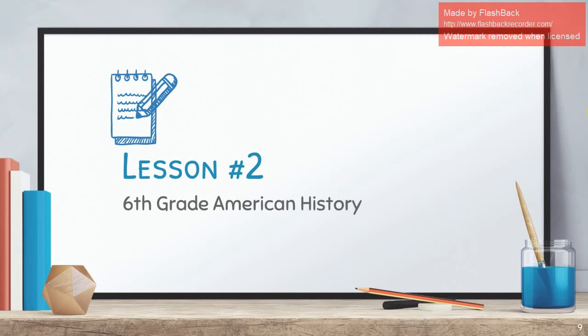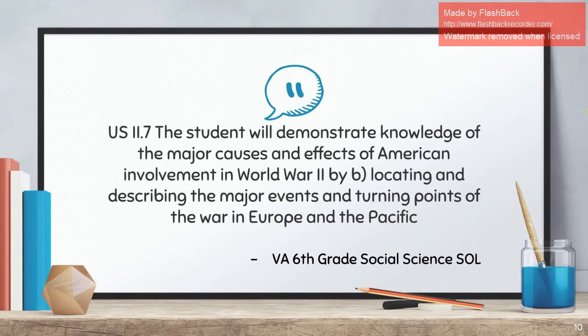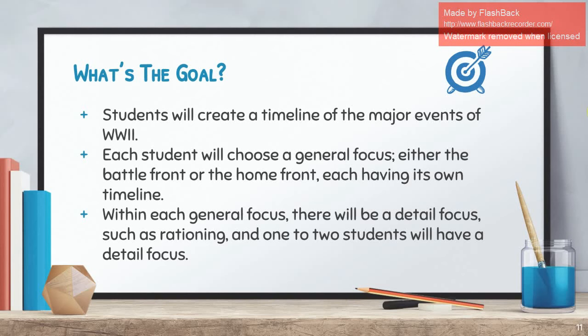On to Lesson 2, 6th grade American History. Once again, I used Virginia's Standards of Learning, and this focus is on World War II major events. The goal of this lesson is for the students to collaborate to create 2 timelines, one of the war front and one of the home front. The students will make their own choice of detail focus from a list.